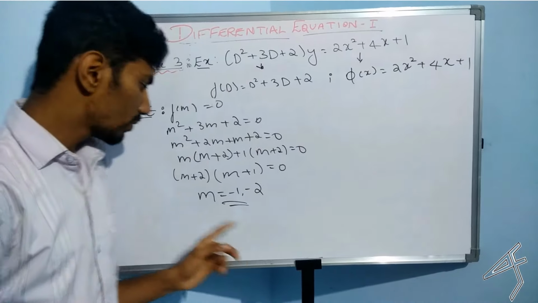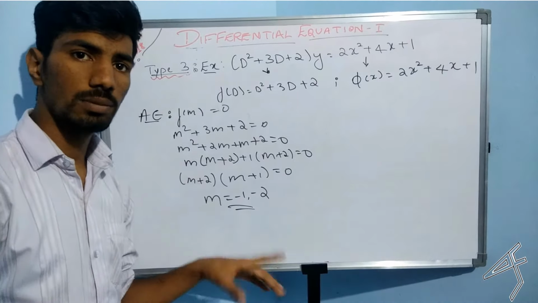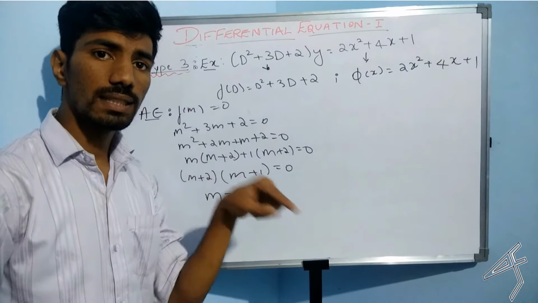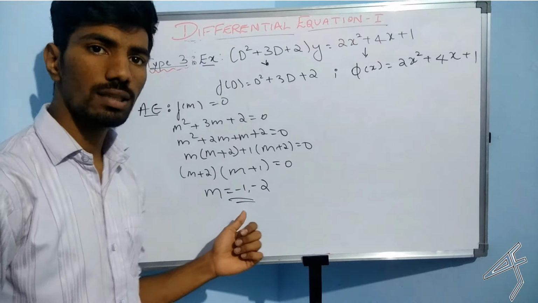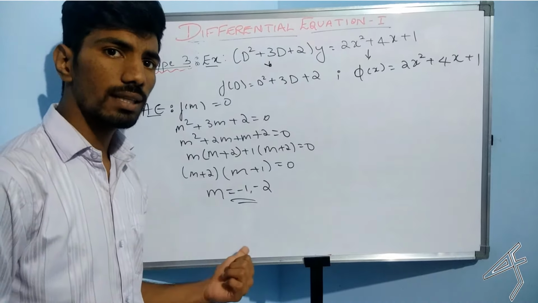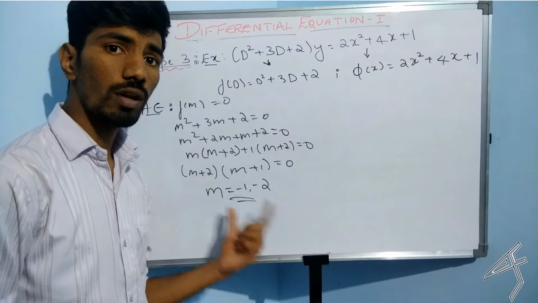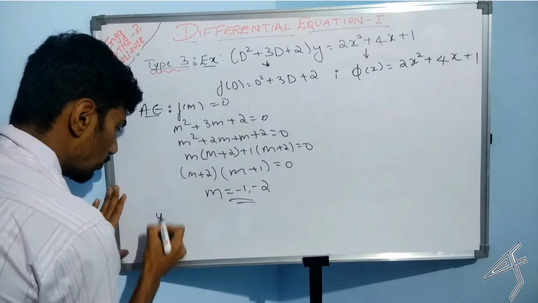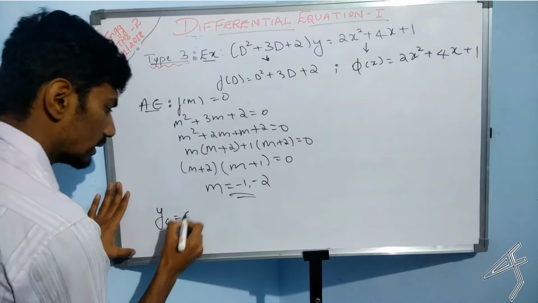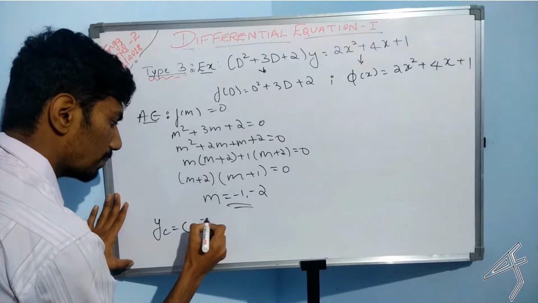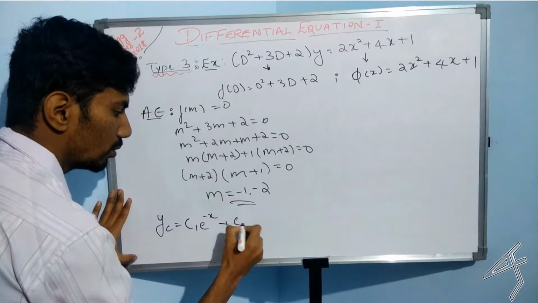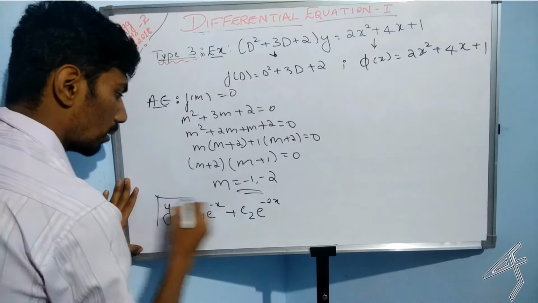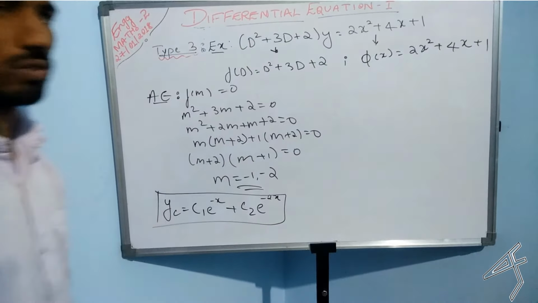Correct, guys? The basic instruction and types of complementary function are explained in previous videos. So please see those videos for understanding the complementary function completely, and the link for those videos is given in the description below. Now our complementary function yc is equal to c1 e power first root, that is e power minus x, plus c2 e power minus 2x, that is the second root. So this is our complementary function. We finished half of the equation.